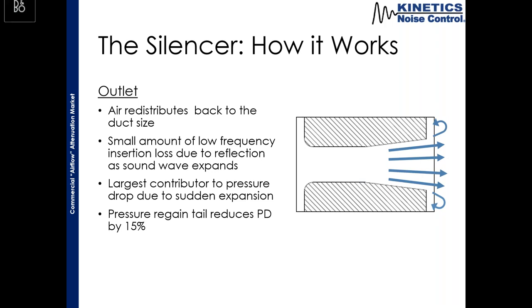And then lastly, we have the outlet of the silencer. This is where the air is redistributing back to the duct size. We're going to get a small amount of low frequency insertion loss here. There's going to be a little bit of reflection of the sound wave that happens as that air expands. But this is also going to be the largest contributor of pressure drop, and that's just due to the sudden expansion of that air back into the size of the ductwork. This is the reason why we add that pressure regain tail. So that's going to reduce the overall pressure drop by about 15% by having that there.